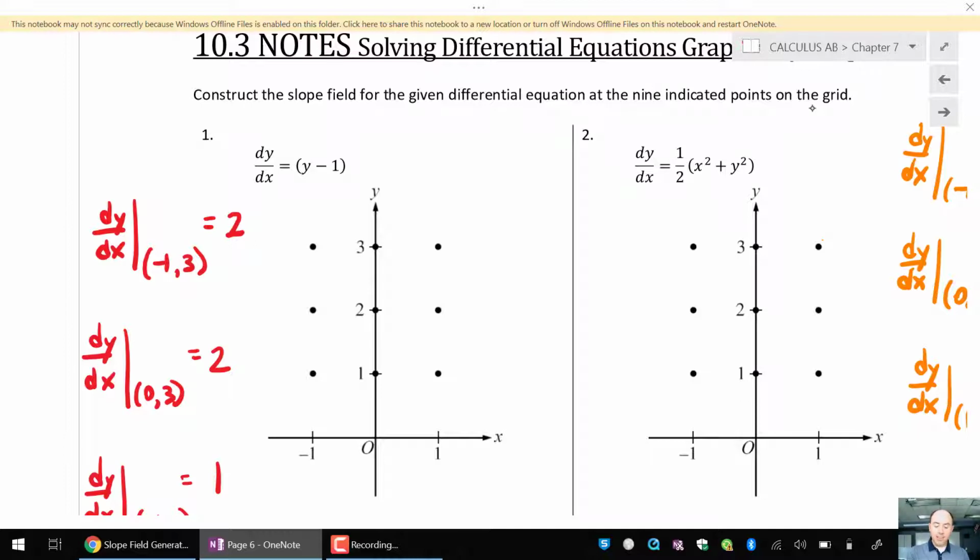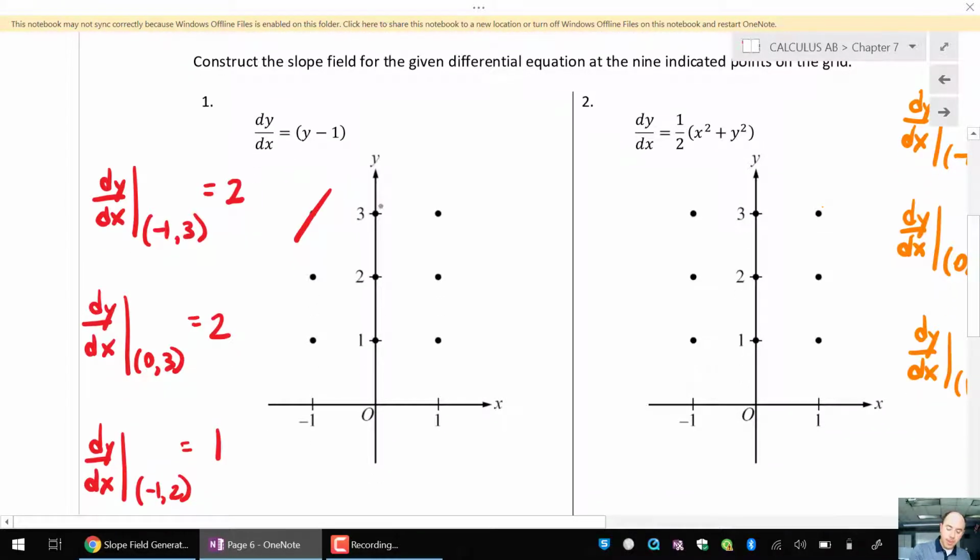So dy dx at the point -1, 3, plug in -1, 3 into dy dx. There is no x in this case, I'm just going to plug in a 3. 3 minus 1 is 2. So I have a slope of 2 on that first little point. I'm going to draw a tick mark of a slanted line that looks like it has a slope of positive 2. 0, 3, same thing. It's going to have a slope of 2. And 1, 3, again, there's no x in this dy dx expression, so it's only going to be dependent on that y coordinate. So another slope of 2 across the way over there.